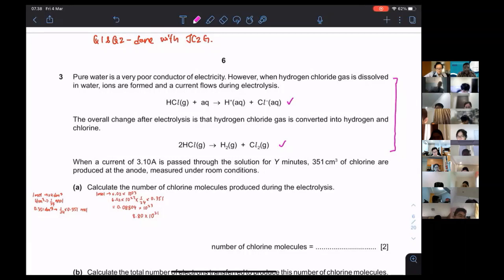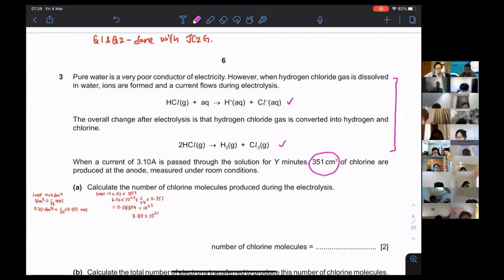They say that a certain amount of current is passed through for Y minutes, and 351 cm cube of chlorine are produced at the anode. So this is the main information. What is important is to use the main information and follow through the question. Calculate the number of chlorine molecules produced during electrolysis.